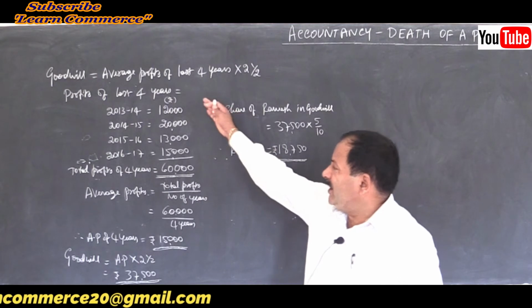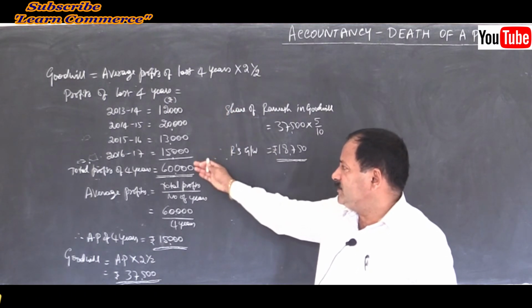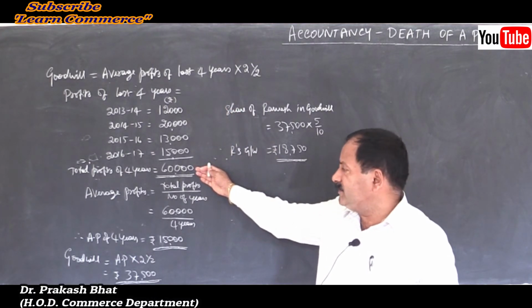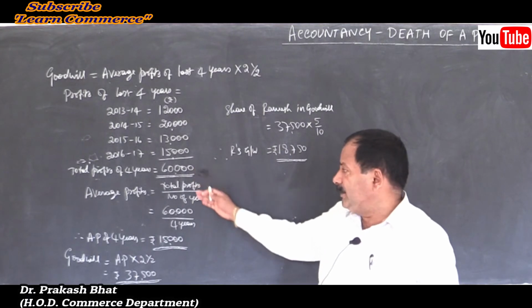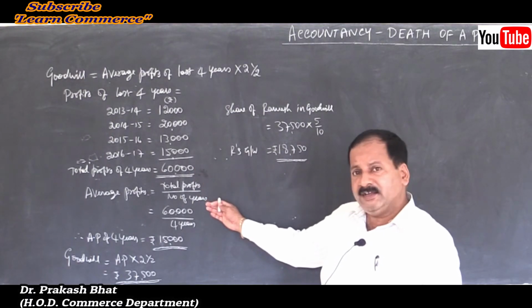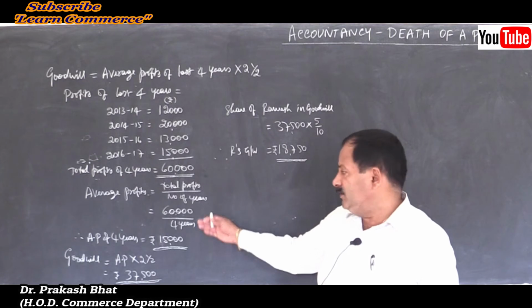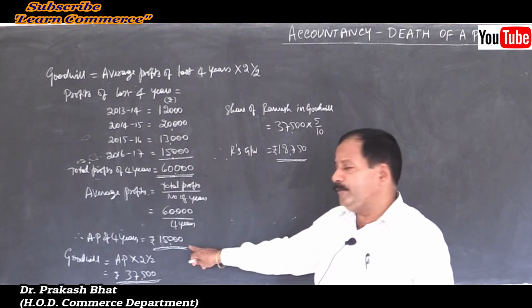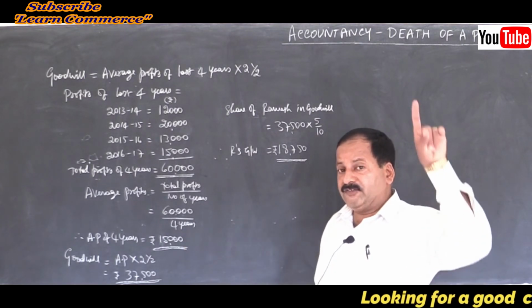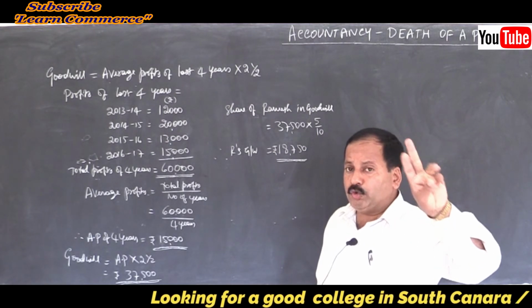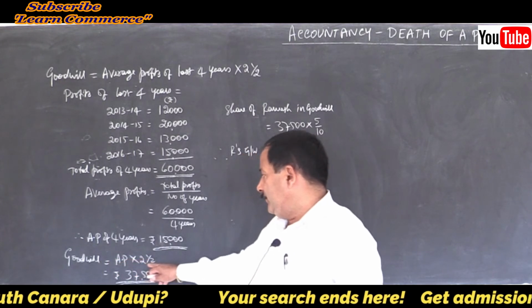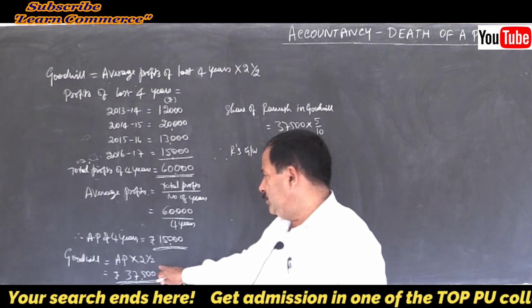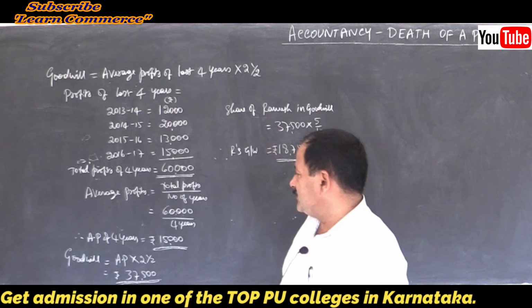See, simply I took the profits of 4 years. I took the total of those 4 years' profits. I got 60,000. I have to take the average of those 4 years' profit, that is total profit divided by number of years. 4 years' profit I took, so 60,000 divided by 4, I got 15,000. This is the average profit of the last 4 years. Goodwill is equal to 2.5 times purchase. So goodwill is equal to 15,000 into 2.5 is equal to rupees 37,500.